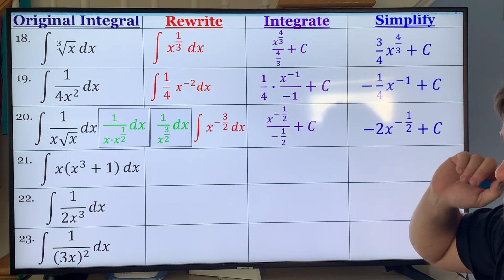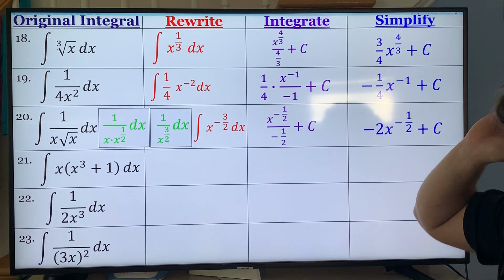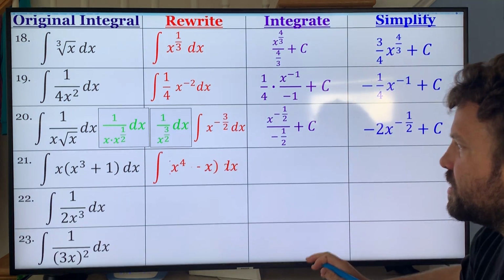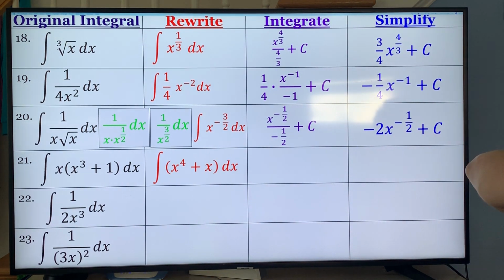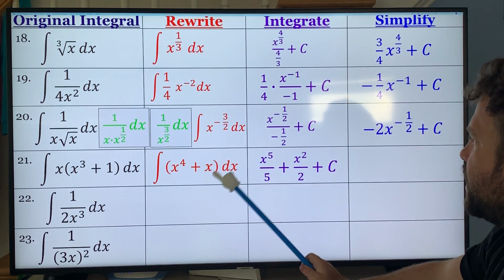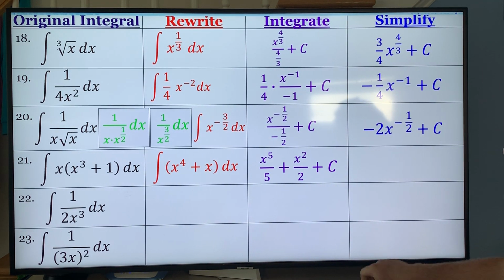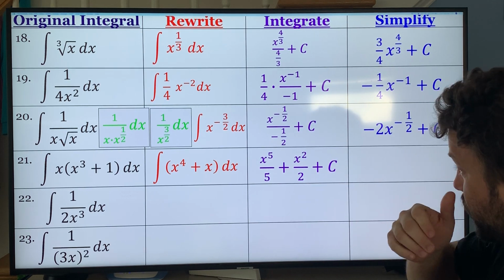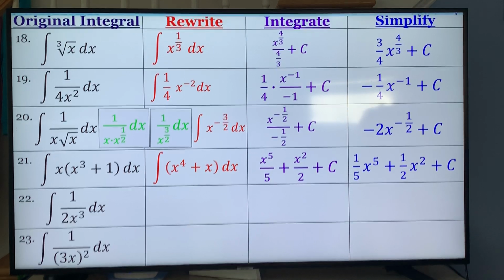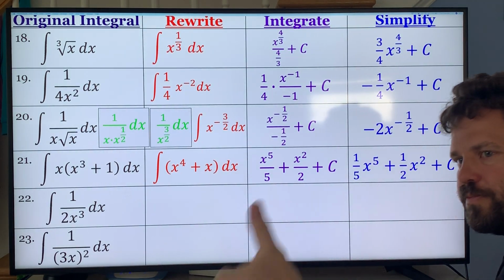Problem 21. First step is to distribute x to the 4th plus x. Integrate them both individually. X to the 5th over 5 plus x squared over 2. You can leave it like this if you want. A lot of people do. I like to put it as 1/5 x to the 5th plus 1/2 x squared plus c. All right. We all good?